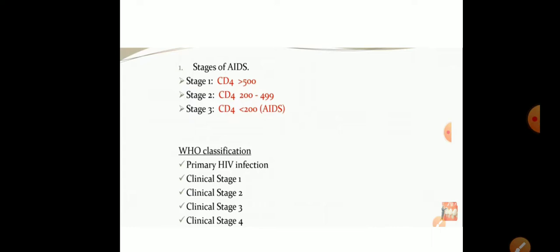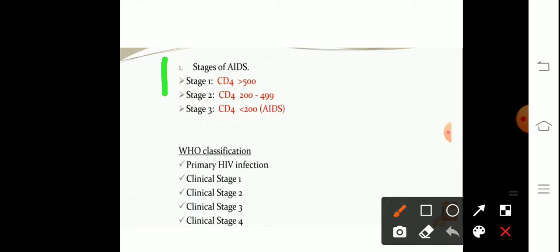Today we are going to discuss the high yield points, or important points, on which questions may arise in your NEET exam. Firstly, a question is expected on the stages of AIDS. There are three stages of AIDS: stage 1, 2 and 3. In stage 1, the CD4 count is greater than 500. In stage 2, the CD4 count is between 200 and 499, and in stage 3, the CD4 count is less than 200. This is important. You have to memorize or write in your notebook the stages of AIDS.